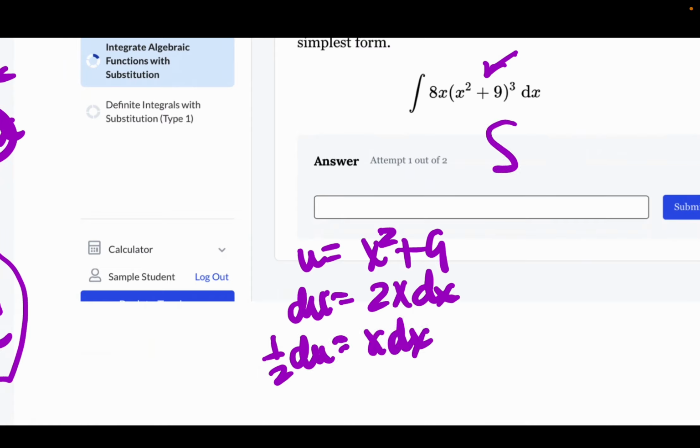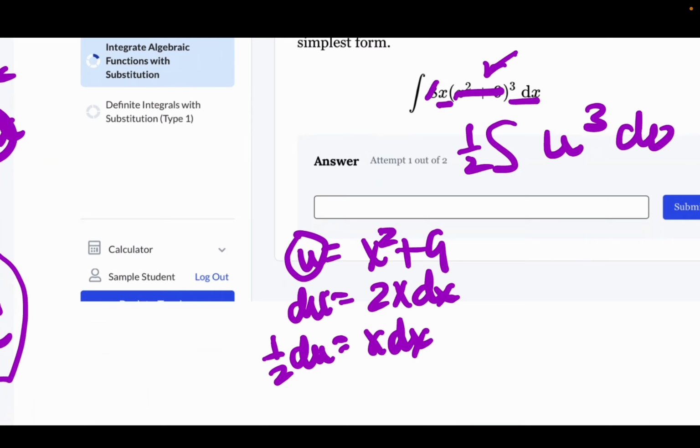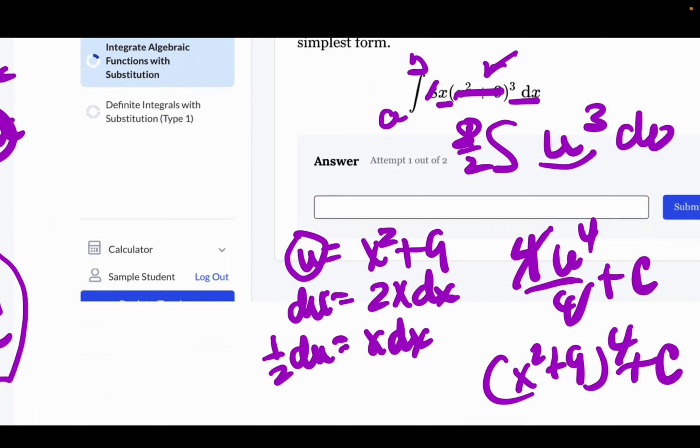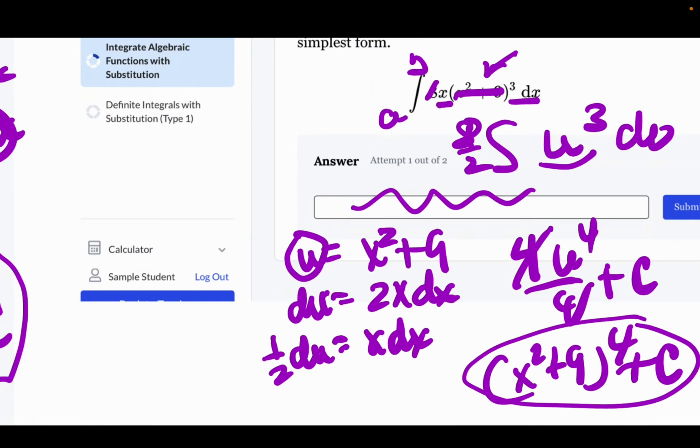So now I have the integral of u. x squared plus 9 is u cubed. I have x dx, which is 1/2 du, and I've got to make sure I account for the 8, so I'm going to put it out here. So now I have 4. This is u to the 4th over 4 plus c. So I get u to the fourth plus c and put x squared plus 9 back in. When I have limits of integration, I never go back. I just stay in terms of u, but I've changed my numbers. Anyway, this would go right in here for your answer.